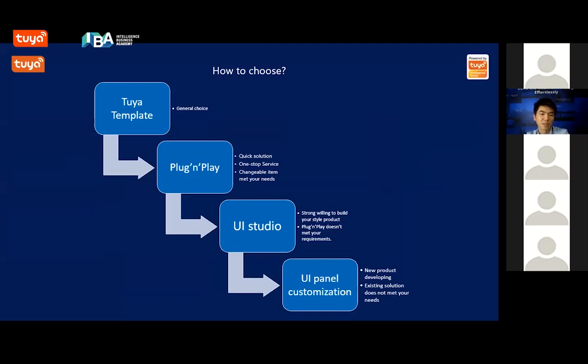So how to choose? Well, if a Tuya template can meet your requirement, you can just choose one, and that's it. And if not, you can choose the plug and play solution. It's a very quick solution, and you can do it on your own. If the plug and play solution does not meet your requirements, you can go into the UI Studio and edit on your own. If the UI Studio still does not meet your requirements, or your product is currently not supported by the UI Studio, then you need to go into the UI panel customization.